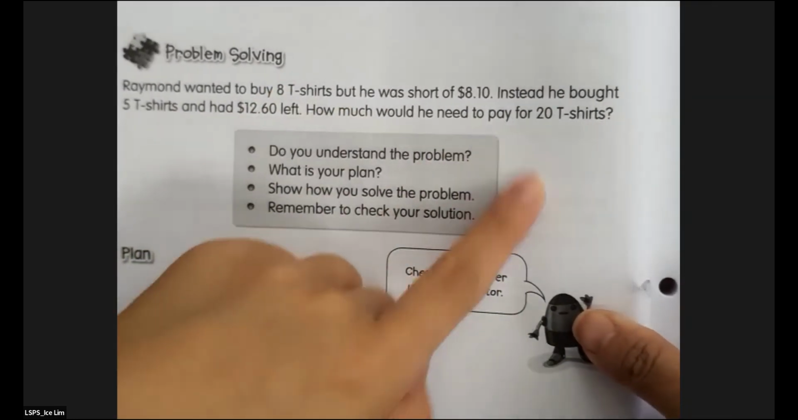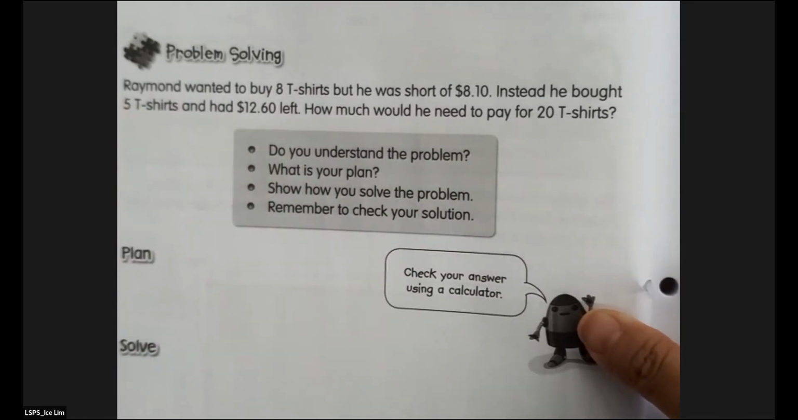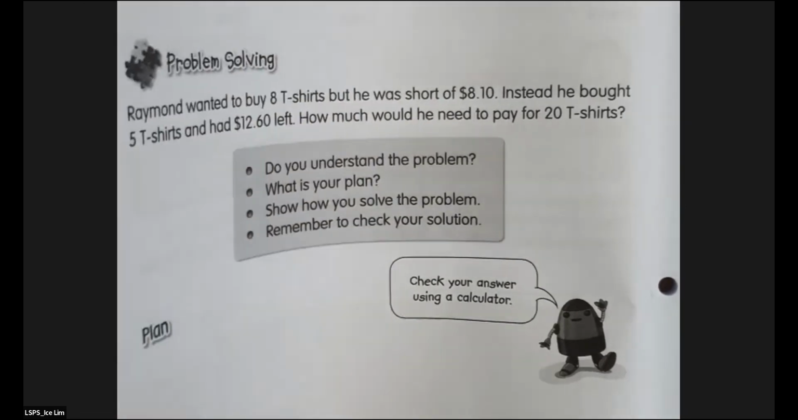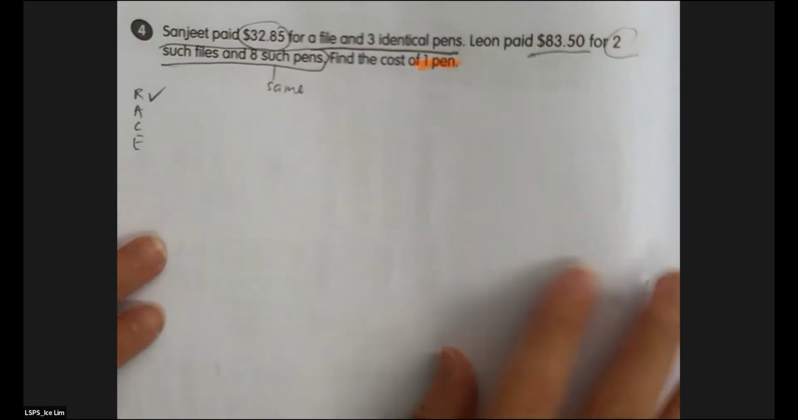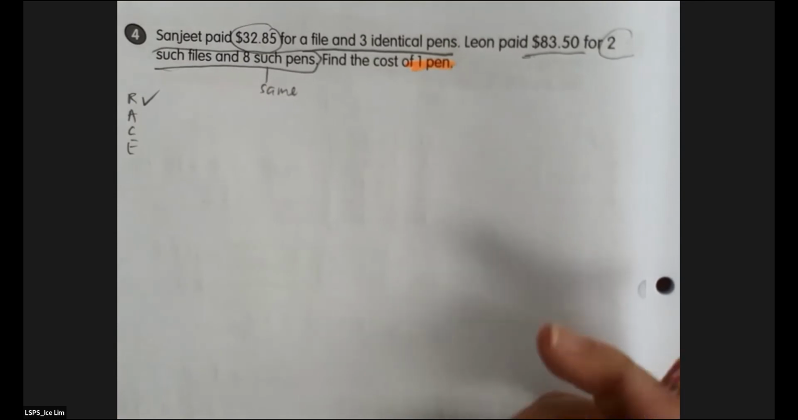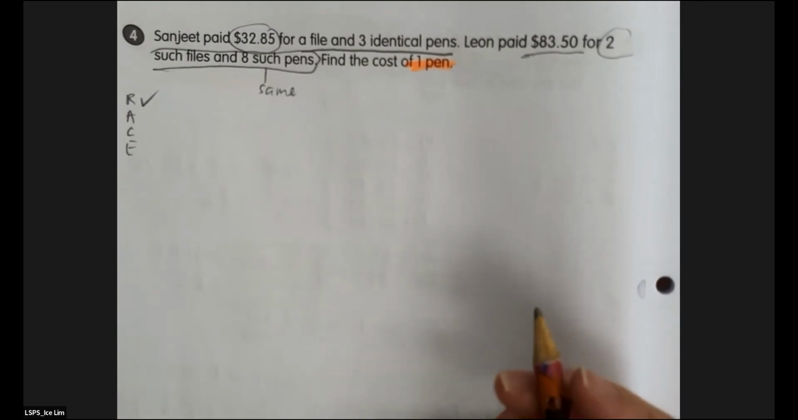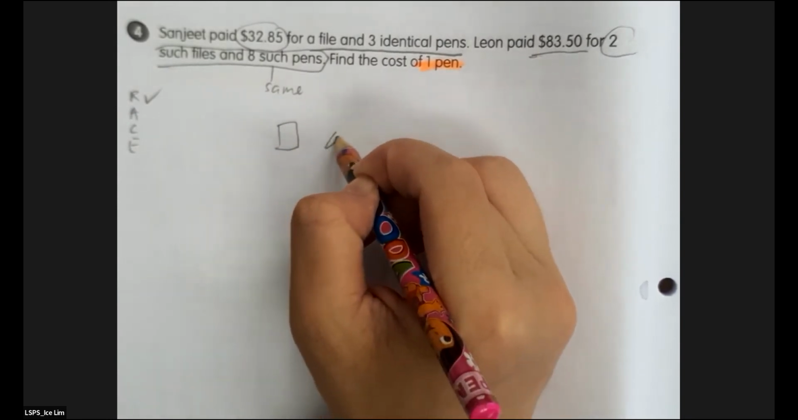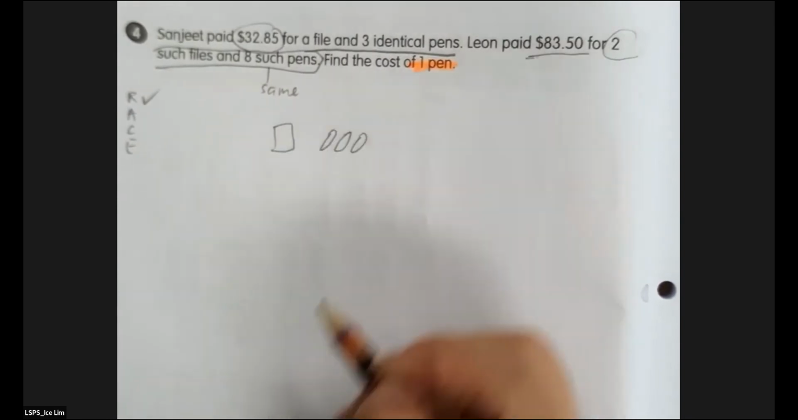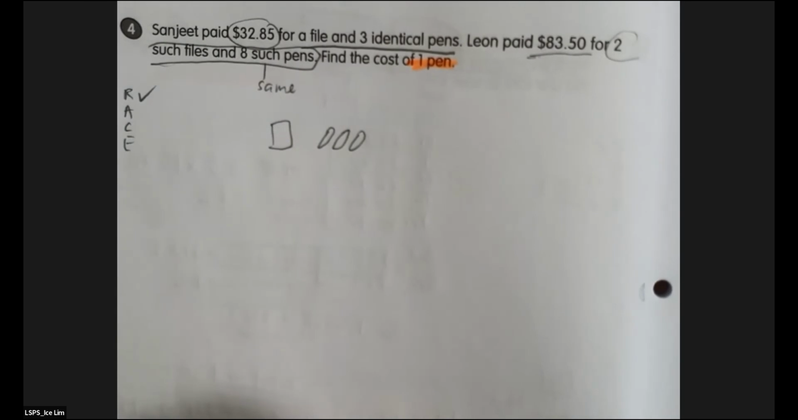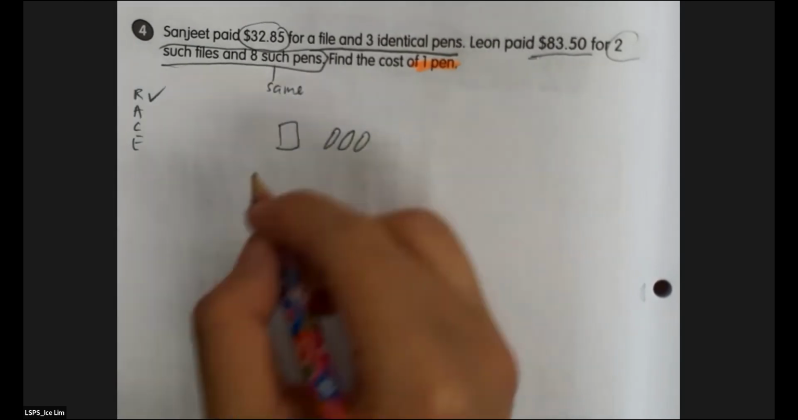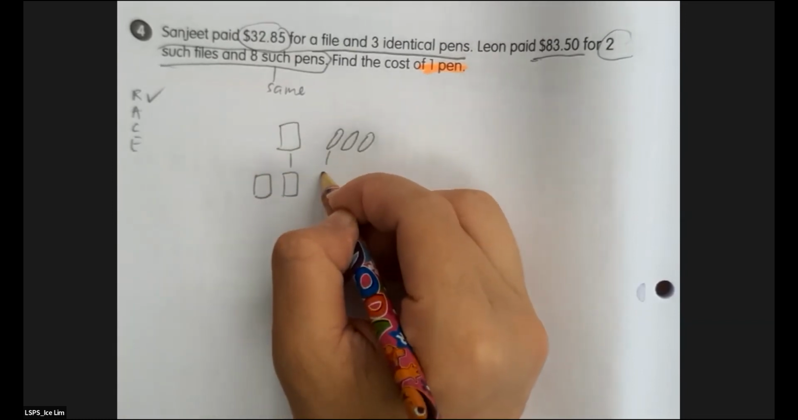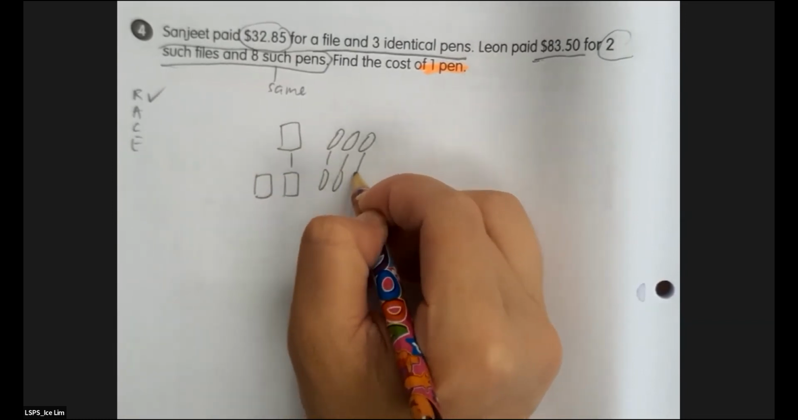See, 8 t-shirts, 20 t-shirts, 5 t-shirts, all these things, there's a repeat, unitary method. So I will go with drawing a model. If I draw a model or draw a picture, also can. Okay? File, pen. File, pen.